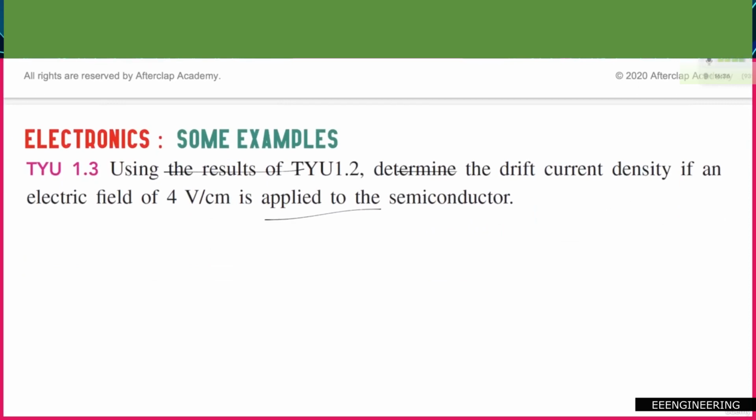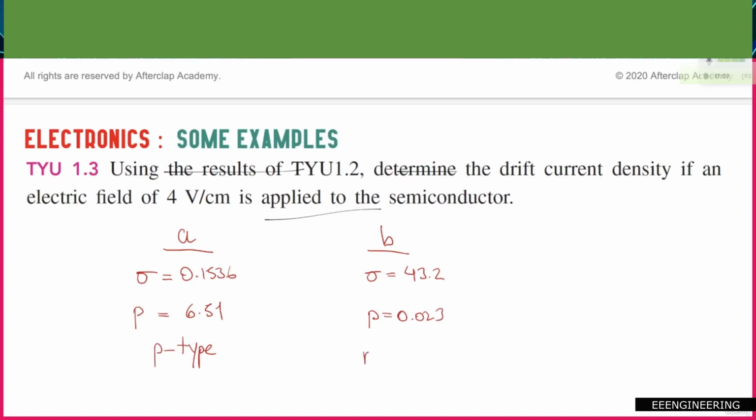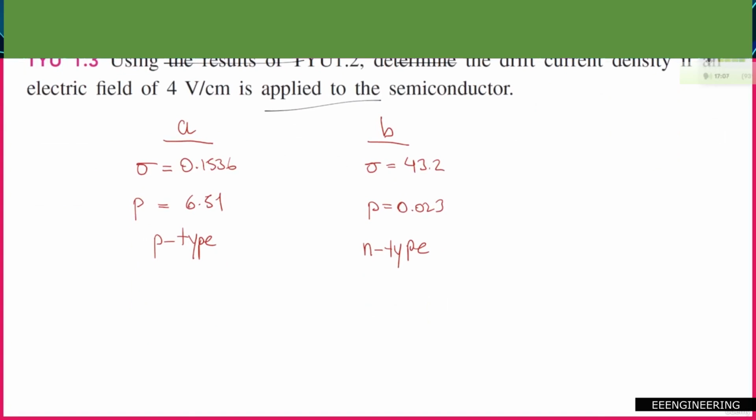You know why? Because let's remember, in option A, we were given a conductivity that is equal to 0.1536, and also a resistivity that is equal to 6.51. And let's remember that our material was p-type. And in part B, we again had this conductivity, which was 43.2, and also a resistivity that is 0.023, and this time we have a material that is n-type. So now we're going to get the drift current density, which is going to be a really easy task.